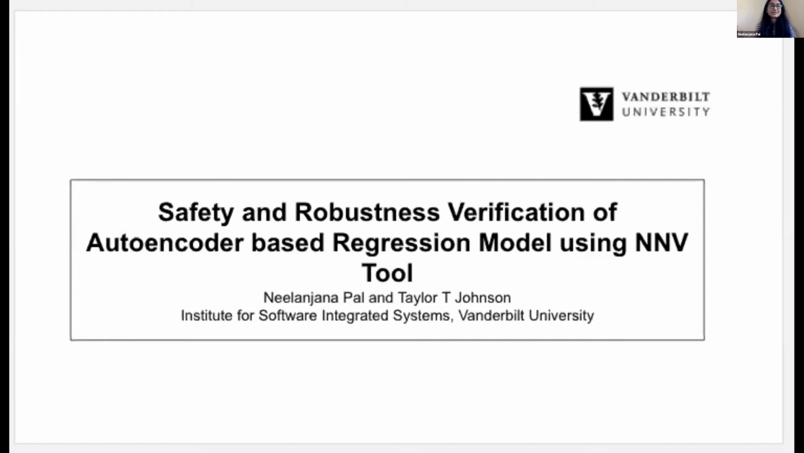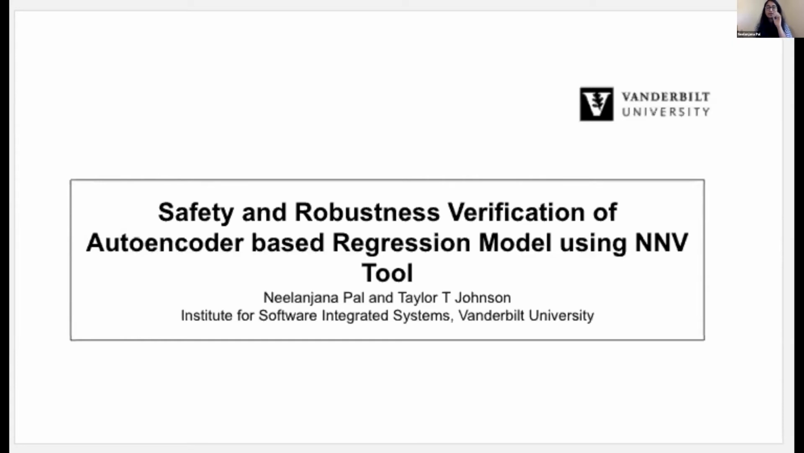Hi, everyone. This is Nilanjana. As you mentioned, I'm a PhD student at Vanderbilt University, and I'm working with Dr. Taylor Johnson. And today I will be presenting the work-in-progress paper titled Safety and Robustness Verification of Autoencoder-Based Regression Model using the NNV Tool.